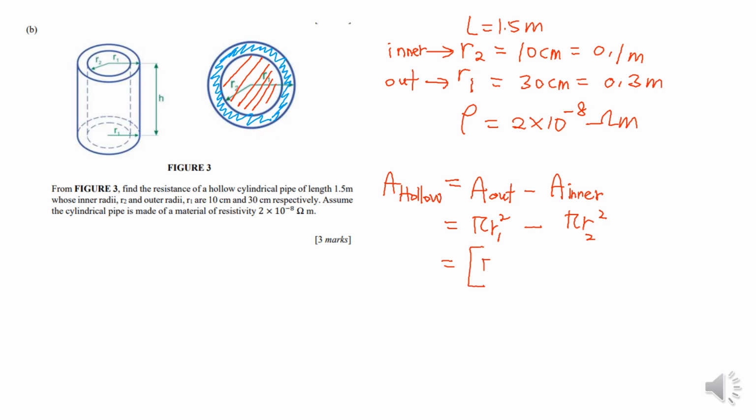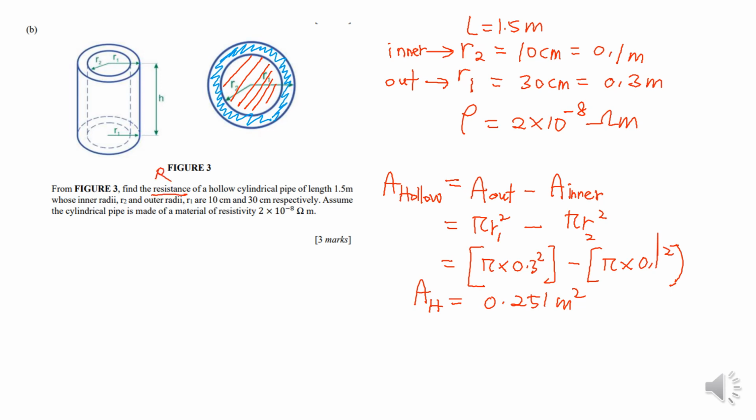Okay, so kita masukkan nilai pi times r1 is 0.3 square minus dengan pi times 0.1 square. Okay, so awak akan dapat dia punya area hollow is 0.251 meter square. Okay, and then bila dah dapat area hollow ni, barulah kita cari, dia suruh kita find the resistance. So R lah.